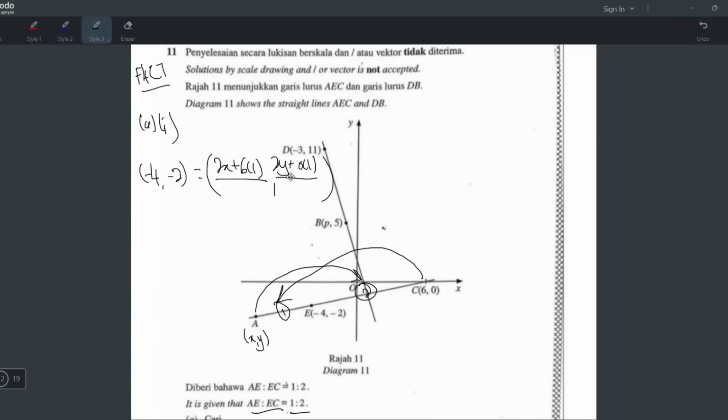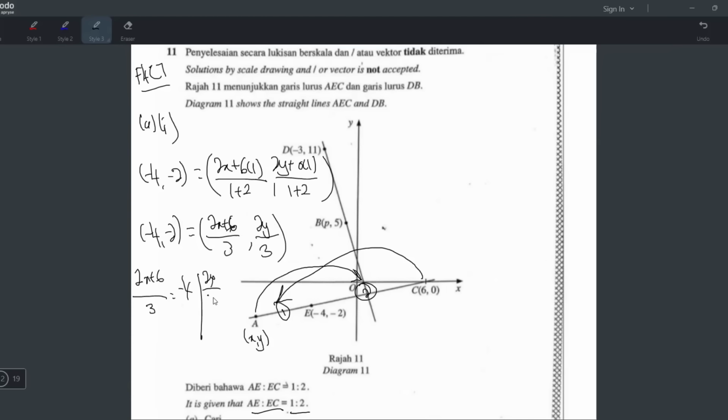Okay, nothing in between means tambah. And then bawah is just the ratio tambah together. 1 plus 2, 1 plus 2. So you will get -4, -2 equals, okay, sini akan jadi 2x plus 6 over 3. Okay, the x nanti boleh cari ya, sebab kita boleh banding, right? Okay, and then 2y, okay, 0 times 1 is 0, so ignore that, 1 plus 2 is 3. Okay, now we compare. So banding, and when you banding, mesti x coordinate sama dengan x coordinate. So 2x plus 6 over 3 is -4. And then the other one, 2y over 3 is -2. Okay, let's cari x and y now.